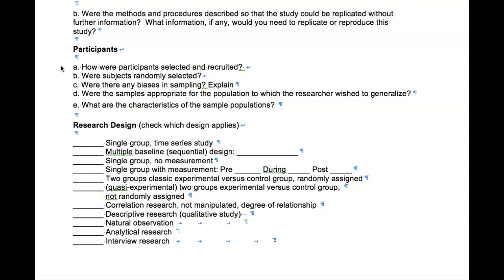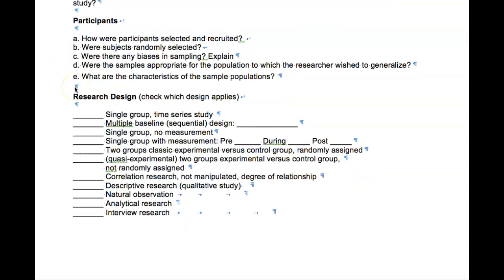And that'd be for quantitative. In a qualitative study, there would be no generalization. So, for example, if you reviewed a qualitative study for D, you would answer generalization was not a goal of the study. What are the characteristics of the sample populations, or how did they describe them?